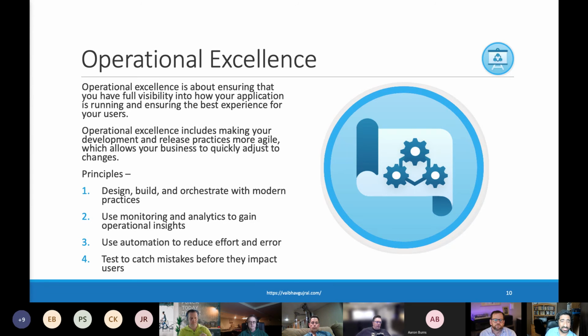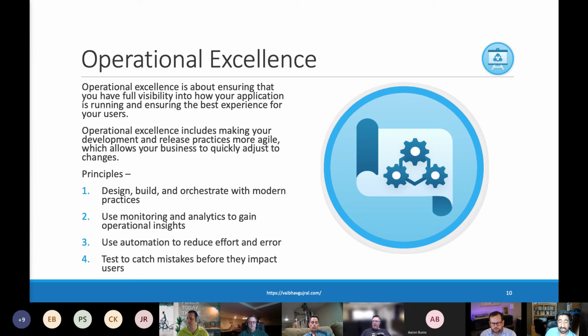The first one emphasizes designing, building, and orchestrating with modern practices, aka DevOps. You must leverage processes like infrastructure as code, automated testing, and automated deployments wherever possible. Always remember that DevOps is more about culture than technical areas. You need to drive the cultural change in your organization so that DevOps is embraced regardless of the size of your organization or the development practices that are followed. DevOps can be embraced and built into the system.